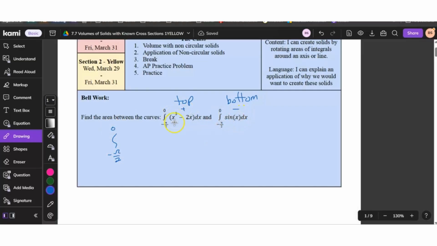have to put this one on top. So the integral of x cubed minus 2x minus sine of x dx. No squared, no anything like that. This is just finding the area between these two curves. That's all we're doing this time. No rotation yet. I'm just trying to refresh your memory because we're going to do similar things again.